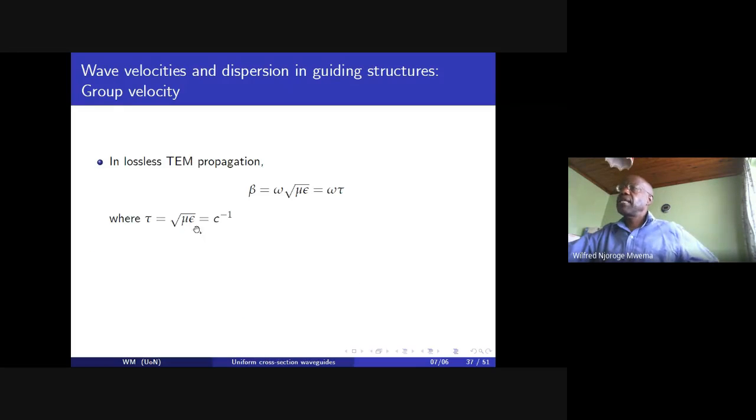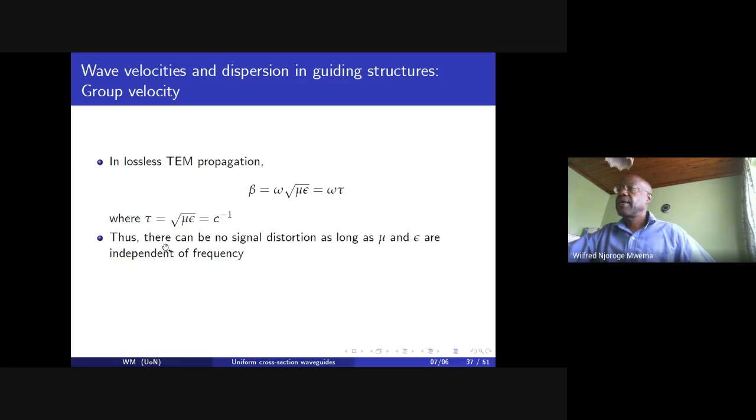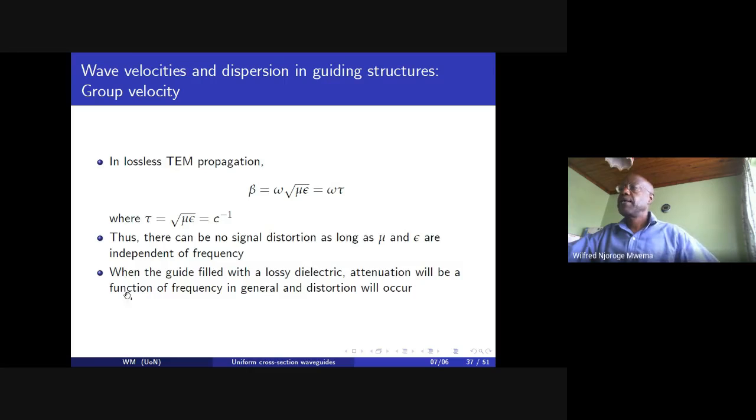In a lossless TEM propagation, beta is just going to be given by omega root mu epsilon, which is equal to omega multiplied by tau, where tau is just the inverse of the speed of light, so to speak. Thus there can be no signal distortion as long as mu and epsilon are independent of frequency. When the guide is filled with a lossy dielectric, the attenuation will in general be a function of frequency, and distortion will then occur.